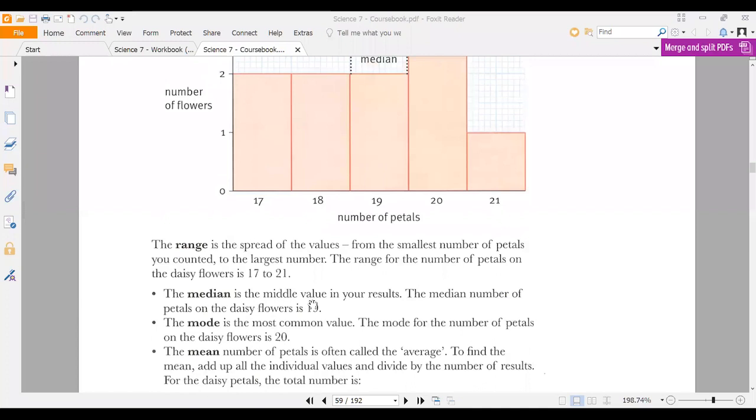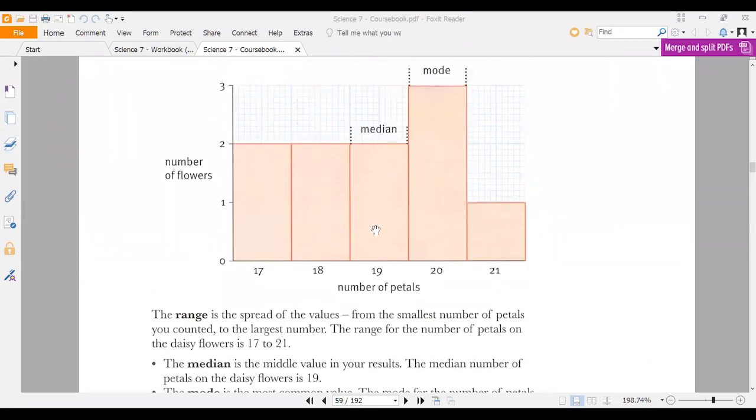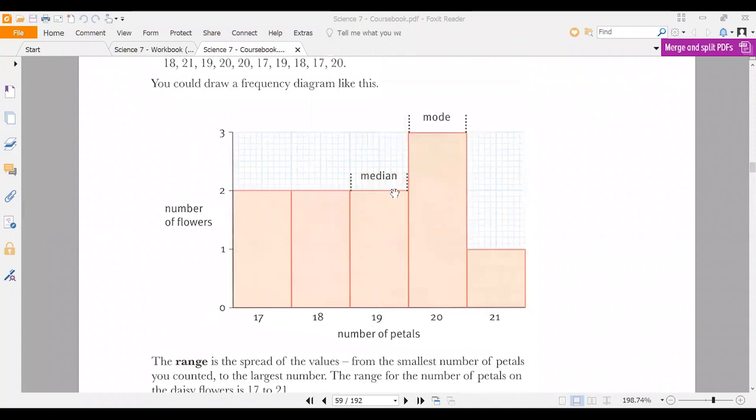And we have the median. What is the median? Can I read it? Yes, Rhea? The median is the middle value in your results. The median number of petals on the daisy flowers is 19. Now, if you see in here, this one is the median.